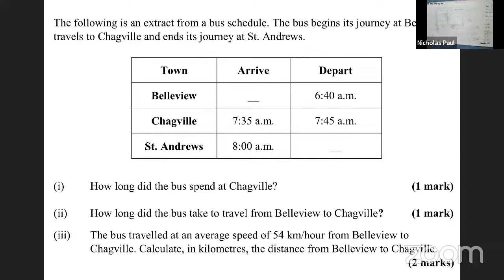How long? 7:35 at Sharkville, right? How much? 10 minutes, right? So 7:35 to 7:45, 10 minutes. Also, I saw an error here, right? Here was AM and here PM. So something can go wrong. Look out for that, right? So 10 minutes. Nice. How long did the bus take to travel from Bellevue to Sharkville?